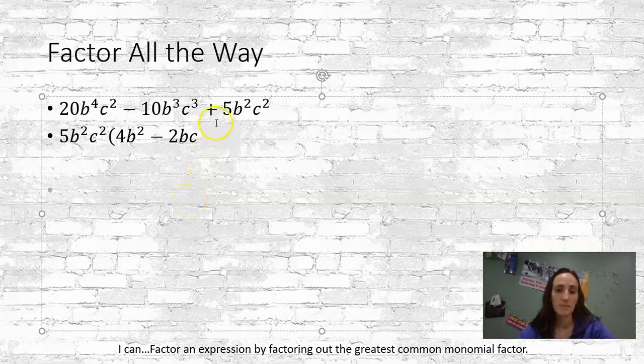And lastly, I had a 5. I took out the 5. 5 divided by 5 is 1. I had b squared. I took out b squared. I have no b's left. I had c squared. I took out c squared. I have no c squareds left. So the only thing that was left here is the 1 for my 5 divided by 5. That goes inside parentheses, and out front here is my greatest common factor.